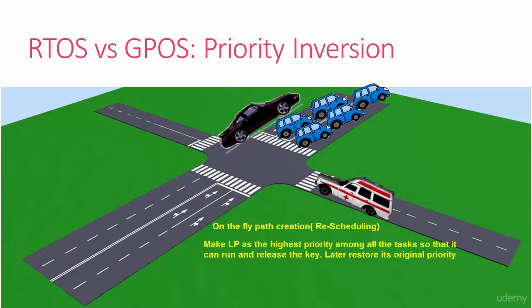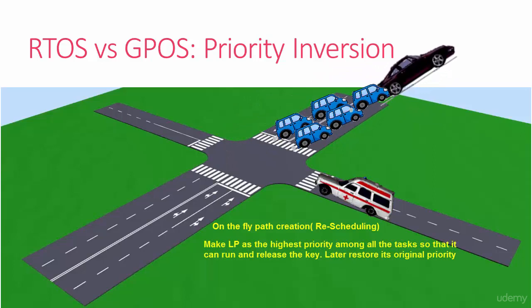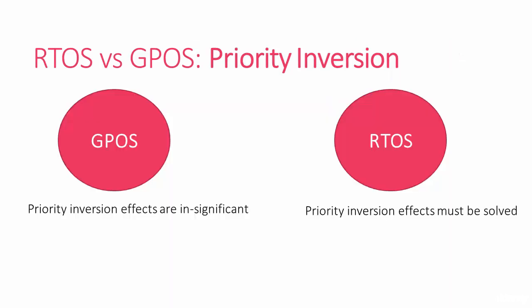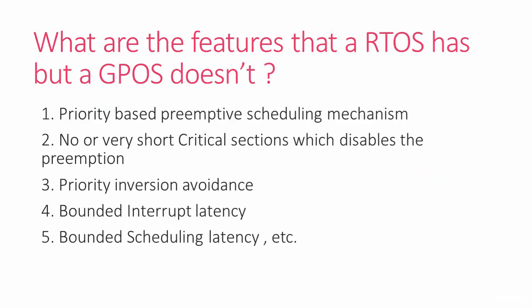Or there could be other techniques like temporarily making this a higher priority task and this a lower priority task, giving a chance for the lowest priority task to run and release the key. So all these techniques RTOS uses at least to minimize the priority inversion problem. So priority inversion is not at all a problem in a general purpose OS, but this will surely cause problems in a real-time operating system. So what are the features that RTOS has got but GPOS doesn't?